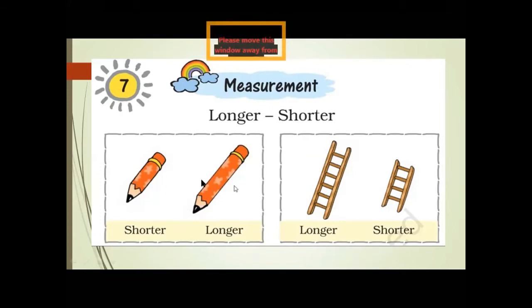On your screen you see two pictures. In picture one, you see two pencils. The first one is short, or you can say small, so it is called shorter. And the second one is large, so it is called longer. In length, we use these terms, longer and shorter. For a small thing, we use the term shorter, and for a long thing, we use the term longer.